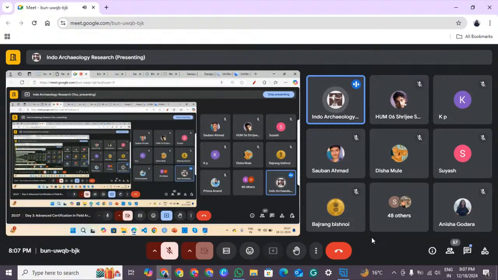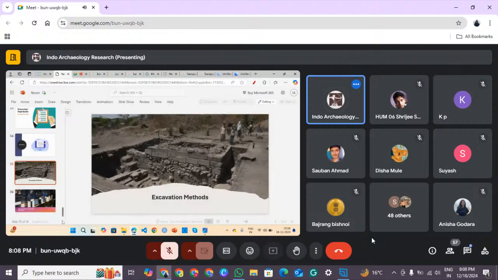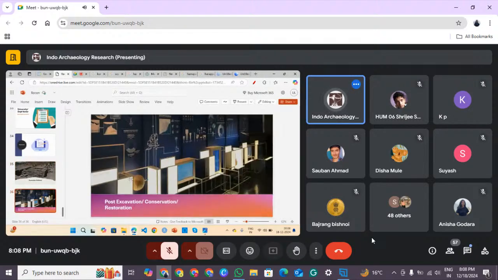Okay, so shortly I will also show you exactly what the difference is between these terms. Whenever you talk about these three terms, one is conservation, another is restoration, and the third is preservation. Let me show you. What does conservation mean, what does restoration mean, and what does preservation mean?